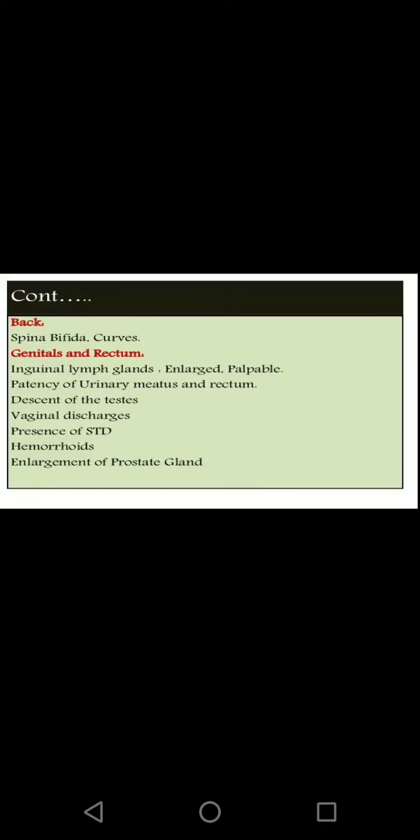Then genitals and rectum. Inguinal lymph nodes enlarged, palpable. Patency of urinary meatus and rectum, descent of the testes, vaginal discharges, presence of STD, sexually transmitted disease, hemorrhoids, enlargement of prostate gland. All these we are going to check in the genitals and rectum area. This is an enlarged prostate, and these are types of spina bifida.